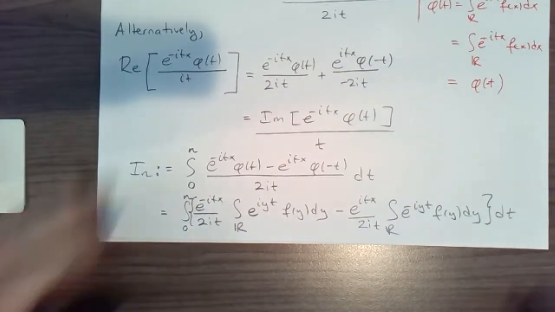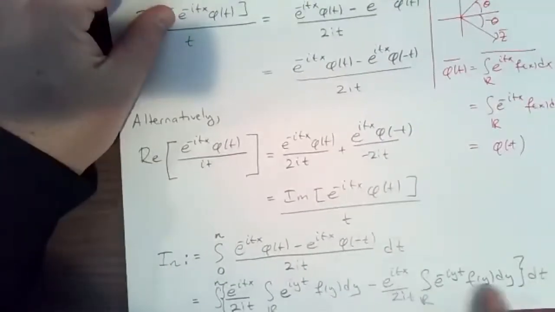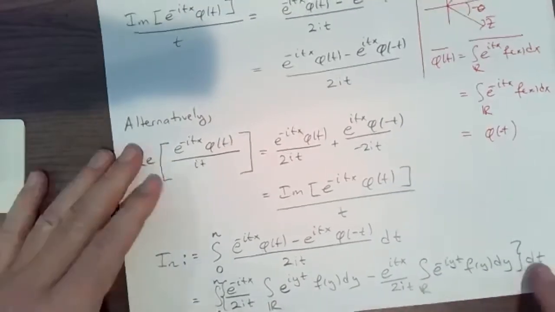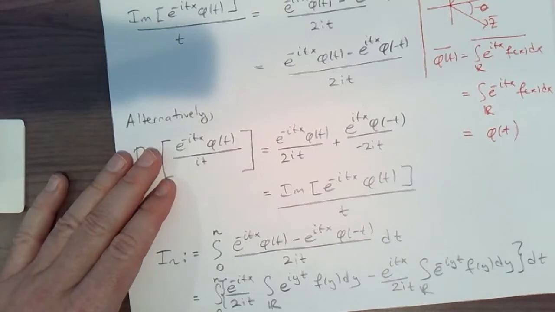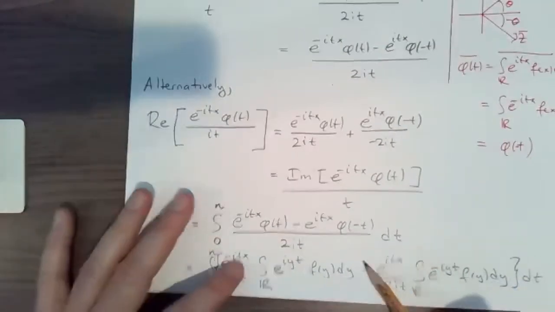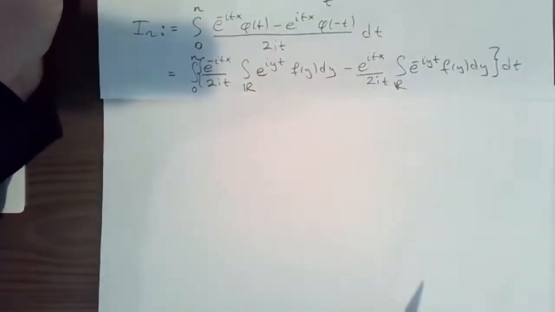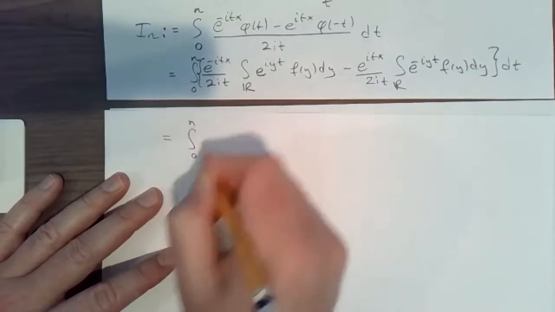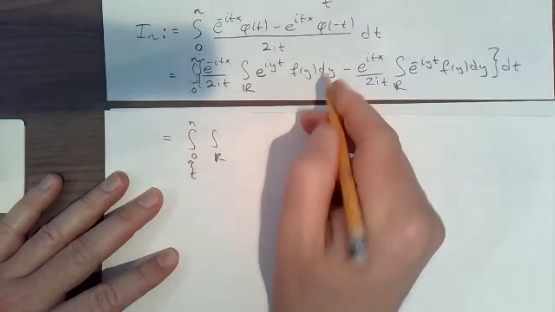Okay, so now let's try to combine everything. We can combine the two things and put the integrals next to each other. dt is on the outside, dy is on the inside. t is the variable that runs between 0 and n, y is the variable that runs over R. So we get an integral from 0 to n. Again, this here is my t variable. Integral over R, this is my y variable.